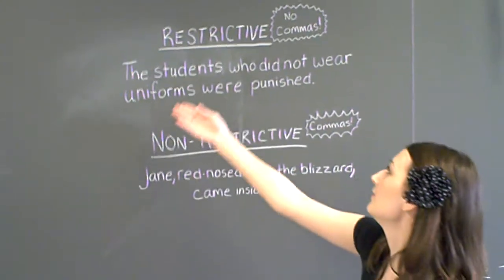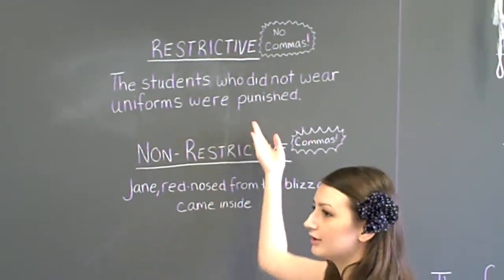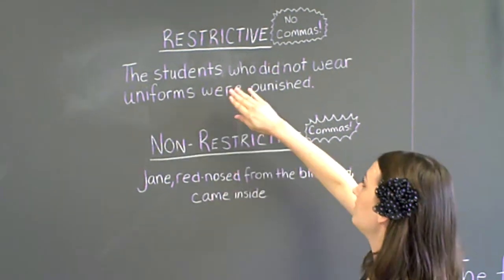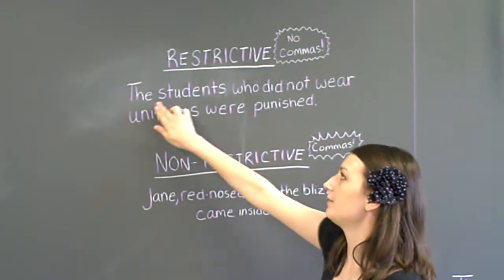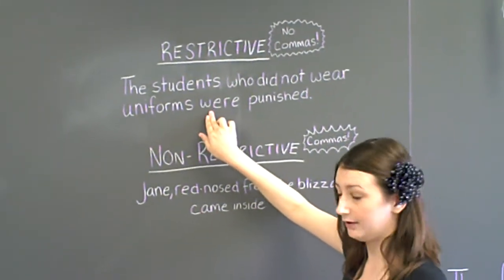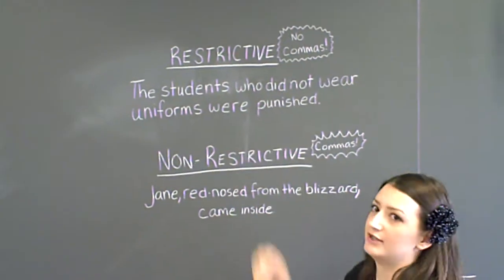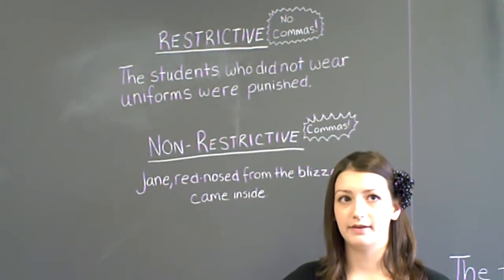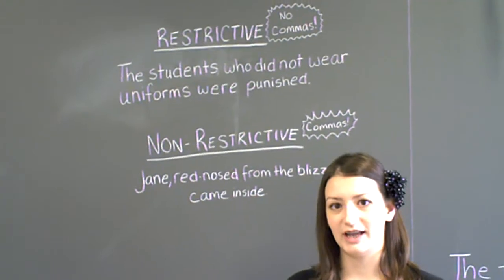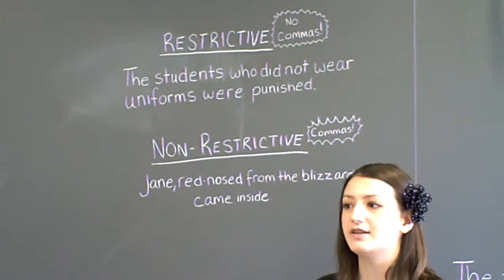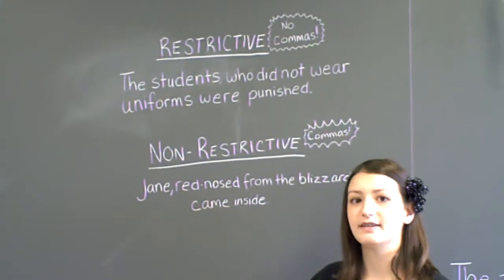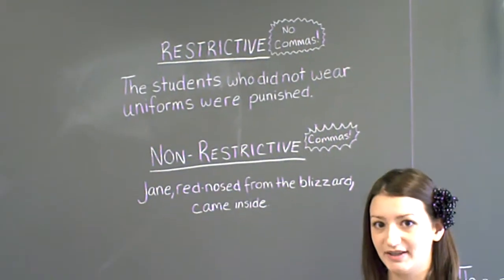So like, the students who did not wear uniforms were punished. The clause would be who did not wear uniforms. The subject is the students and the verb is were. So if we take that out and we just say the students were punished, then that implies that all of the students were punished and not just the ones who didn't wear uniforms. So that does affect the meaning of the sentence, and so we don't separate it with commas.